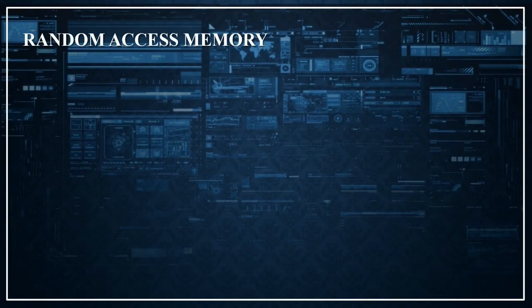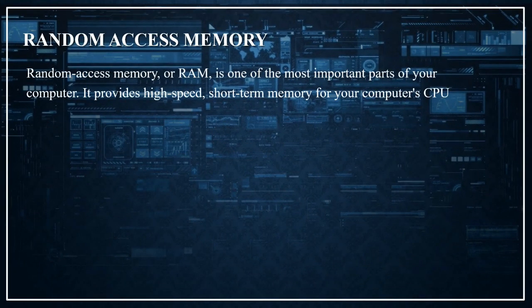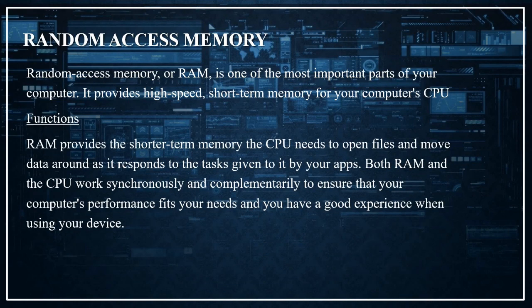Random access memory. Random access memory, or RAM, is one of the most important parts of a computer. It provides high-speed, short memory for the computer CPU. Its functions: RAM provides the short-term memory the CPU needs to open files and move data around as it responds to the tasks given to it by your apps. Both RAM and CPU work synchronously and complementarily to ensure that your computer's performance fits your needs and you have a good experience when using your device.